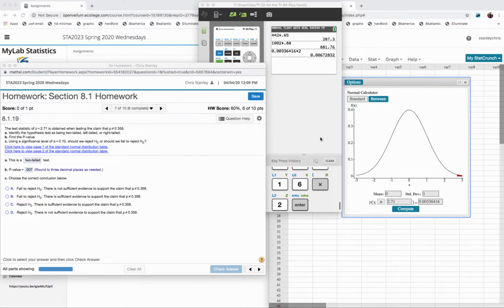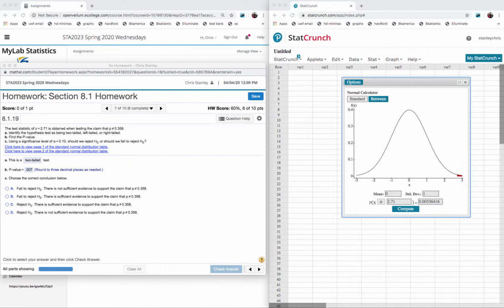Okay, so now what we have to do is compare our p-value, 0.007, with our alpha. This step will get you good for next section. If the p-value is less than alpha, then we're going to reject the null. If the p is low, the null must go. So it's either going to be C or D.